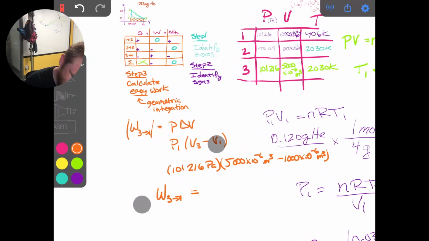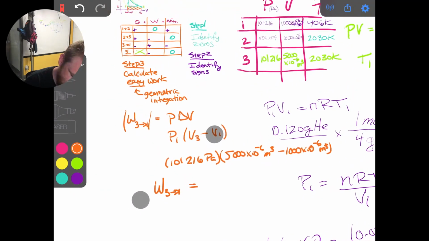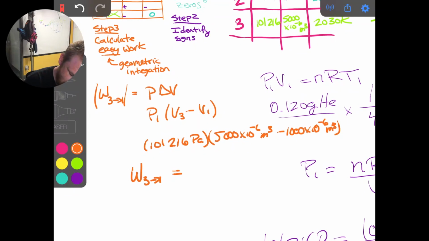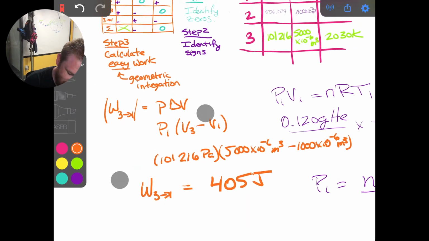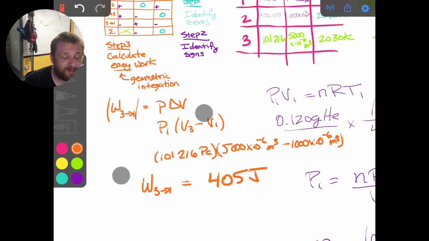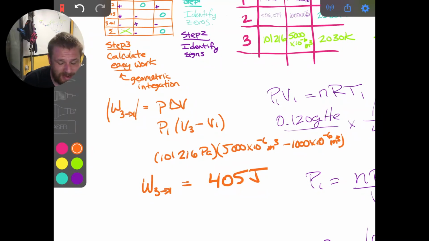So that is from 3 to 1, and that is compressing the gas. So it is going to be 405 joules. Now, let's talk about the signs for a moment. We saved ourselves a big favor by figuring out the sign to begin with, that it was a plus sign because we're smashing the gas.